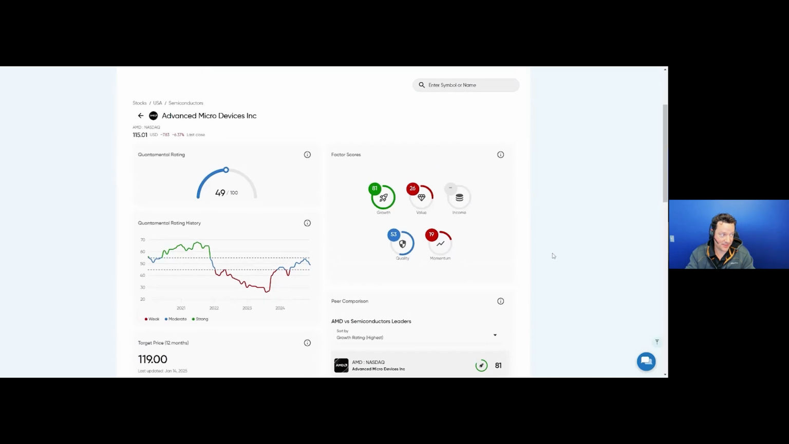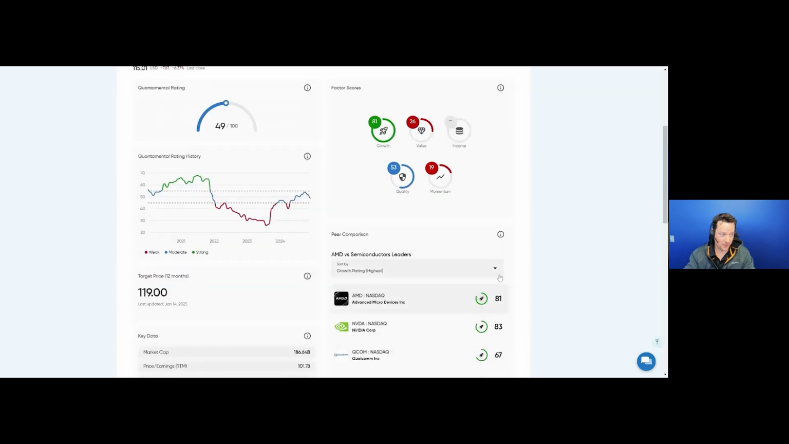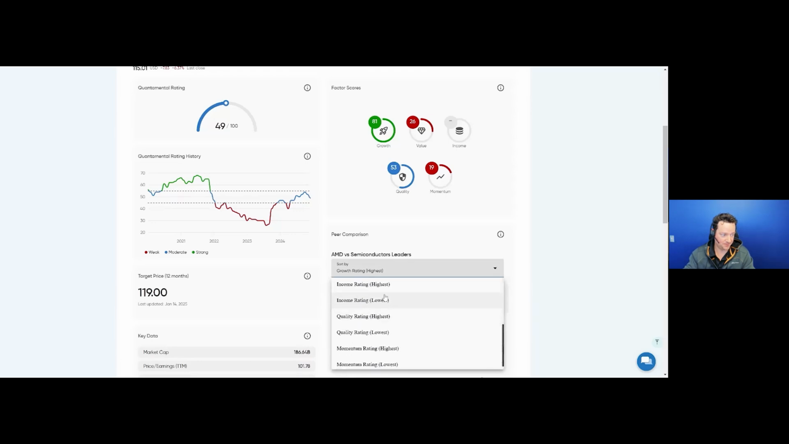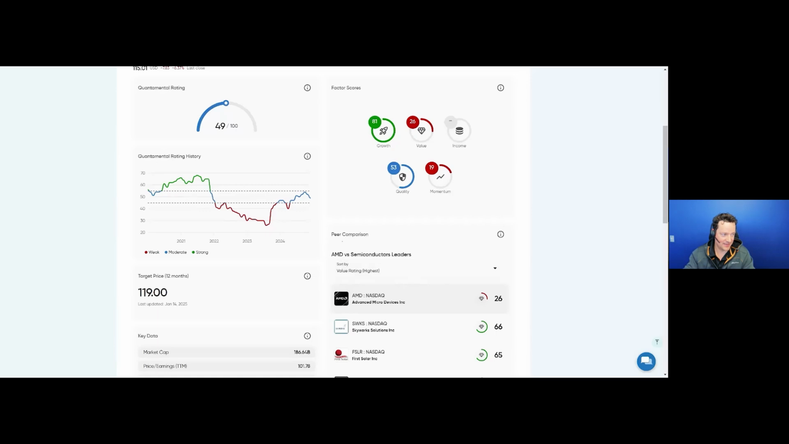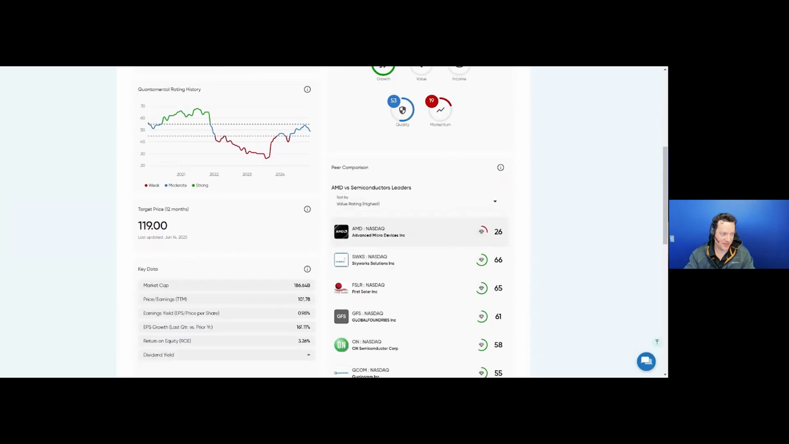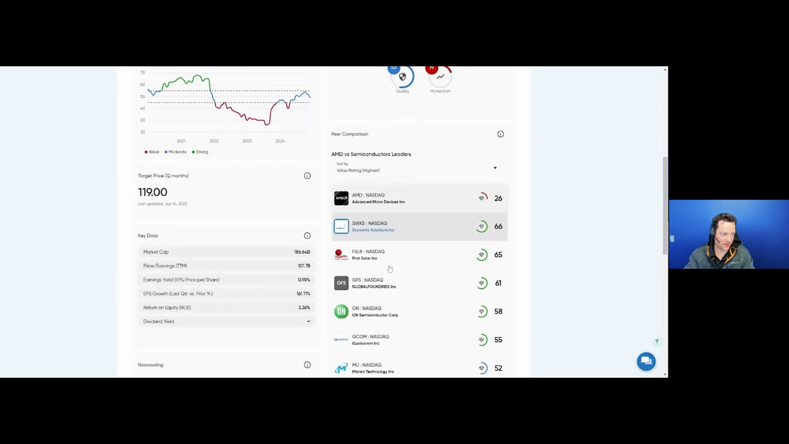Maybe you're looking to catch the bottom and look for stocks that have been underperforming and are trying to perform from a value perspective. You can do that, right? So I can cycle right through all to value now. Let's just do that as a quick example. Value rating highest in the semiconductors, because it's been the talk of the town recently. AMD quite low, right? Who's the highest? We got Skyworks up there, FSLR, ON Semiconductor, Qualcomm, and so on and so on.